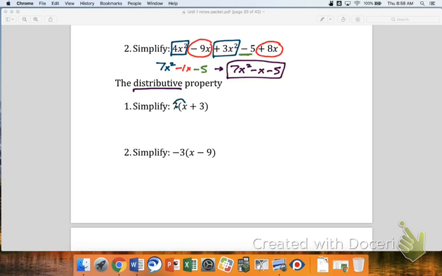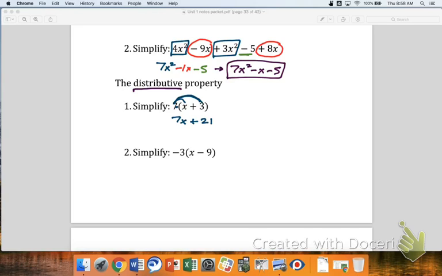Everybody who has ever seen this has seen the little rainbow thing. I think this is a pretty effective graphic to remember what to do here. So it's 7 times x, which is just 7x, plus 7 times 3, which is 21. So the 7 gets multiplied by both terms on the inside.